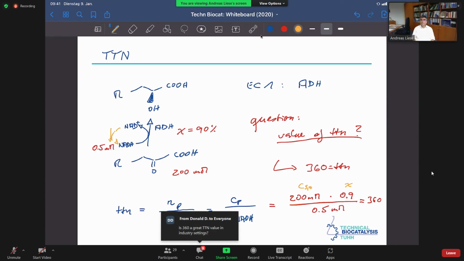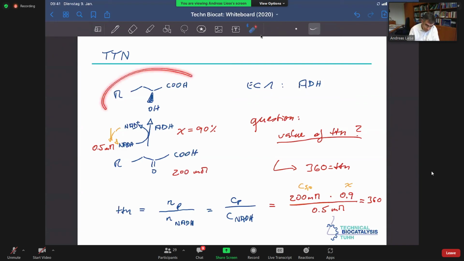Okay. Donald is asking, is 360 a great turnover number value in an industry setting? No. Normally industrially you should ideally yield 1,000 or even higher. Even higher is wished for, but 1,000 is where you start to think about applying it. However, it's a question of the price of the product. What we have here is rather dirt cheap, but if you have very expensive compounds, sometimes 360 is also reasonable, but it's a rather rare case.